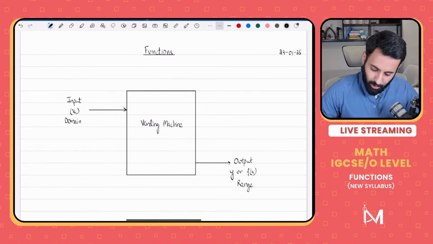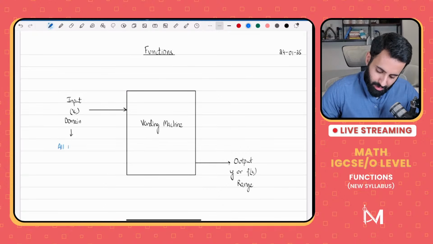Now, what's domain by definition? Let's also write that down. Domain in theory are basically all the values that can be plugged into the function.